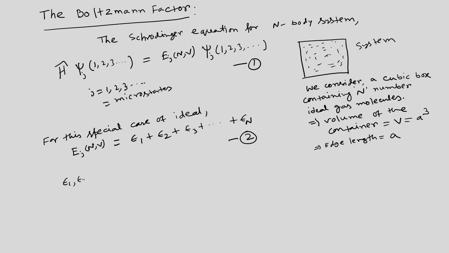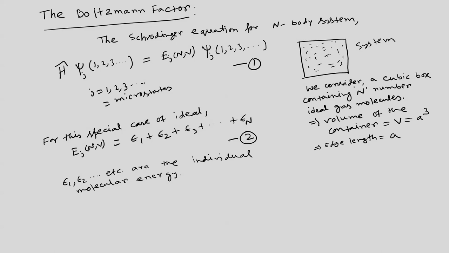Epsilon 1, epsilon 2, etcetera are the individual molecular energies. In the expression of Ej, Ej equals epsilon 1 plus epsilon 2 and so on, this expression 2 contains n number of terms, so it depends on the number of particles. So Ej depends on the number of particles. That is how the N dependency of Ej comes here. And we can add the molecular energy levels because we are considering an ideal gas here.